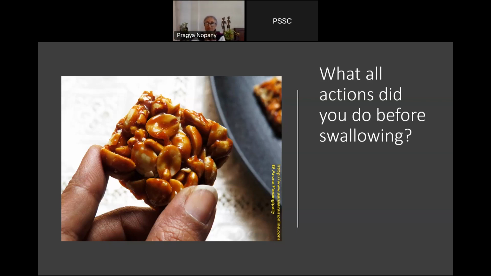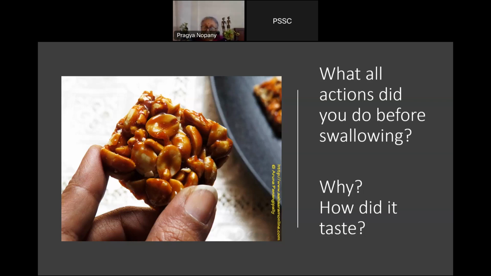Anyway, my question is, what all actions did you do before swallowing? What do you think is the purpose of this question? The purpose is that the children will observe their own actions. So they will say, I chewed it. They might say, we chewed it. Then you might ask why did you chew, and how did it taste?